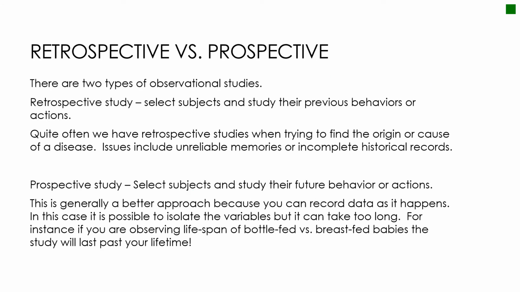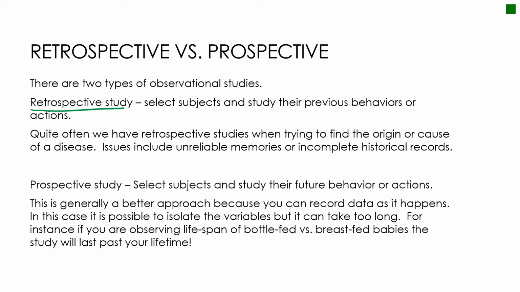Now there are two types of observational studies, and it all has to do with when you are looking at the data. Are you looking at the data moving forward, or are you looking at data that has already been recorded? A retrospective study is where you select the subjects and study their previous behaviors or actions.